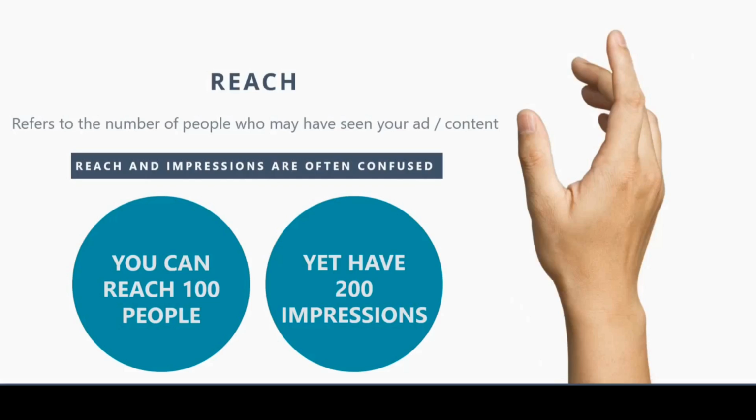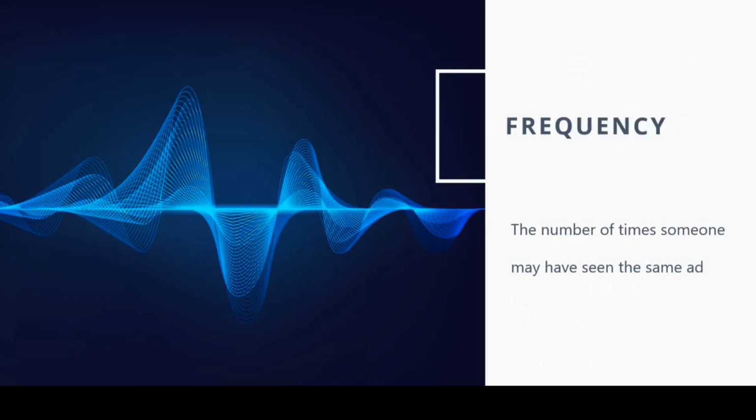Then there is frequency, which is referring to the number of times someone may have seen the same ad. So if we take it back to the previous example with reach and impressions, the frequency there of the 100 people was 2, because they each saw the ad 2 times. Generally, if it gets above 4, then you're running the risk of ad fatigue, which is when someone just doesn't even see your ad anymore, because they've seen it so much they're blind to it now. And of course, that's not something you want at all.